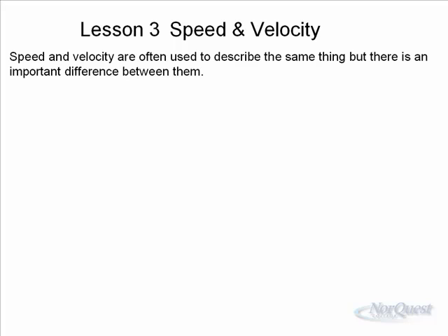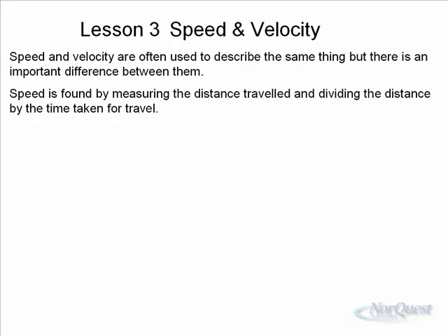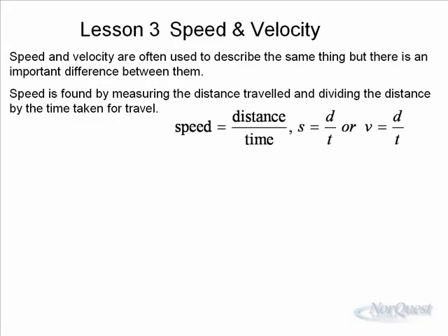Speed and velocity are often used to describe the same thing, but there is an important difference between them. First, to define them, speed is found by measuring the distance traveled and dividing that distance by the time taken for travel. So speed is distance over time. We often see the formula written s is equal to d over t. In physics, we usually use v is equal to d over t.